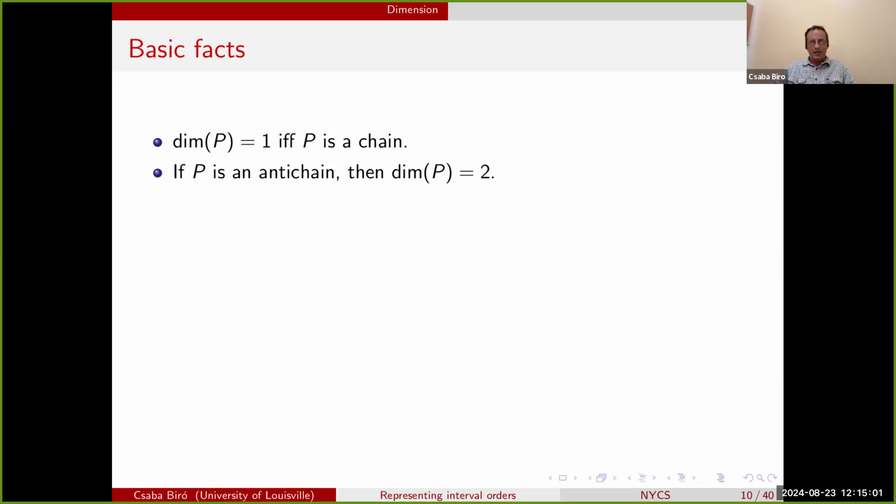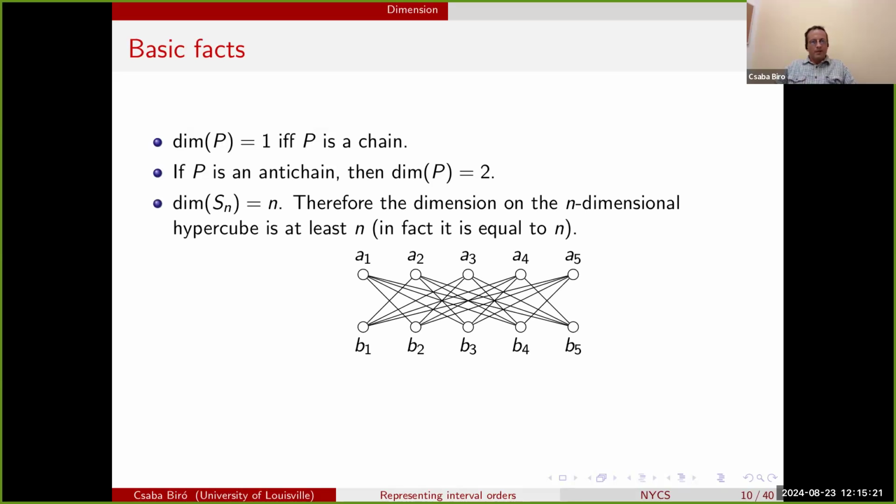If P is an anti-chain, then the dimension is 2, because you order the elements in one way, and then you just reverse the ordering completely, and these two linear orders are going to form a realizer. This is not true. The converse is not true here. So the dimension is n of this particular poset. This is just to illustrate that one can find large dimensional posets.